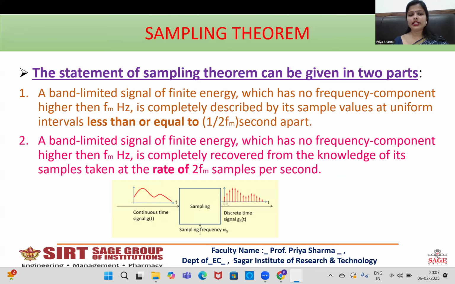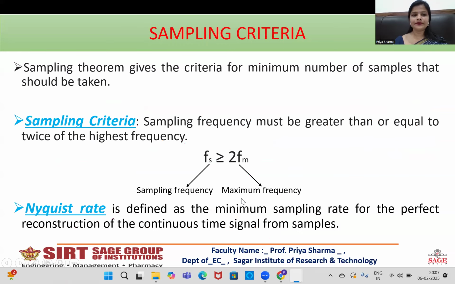Our second point covers that a band limited signal of finite energy which has no frequency components higher than fm hertz is completely recovered from the knowledge of its samples taken at the rate of twice of fm samples per second. This is the basic processing of a sampler. A continuous time signal is passed through a sampling device and we get the samples of the input signal like this. So what is the sampling criteria?